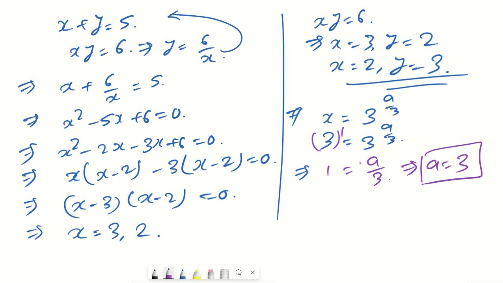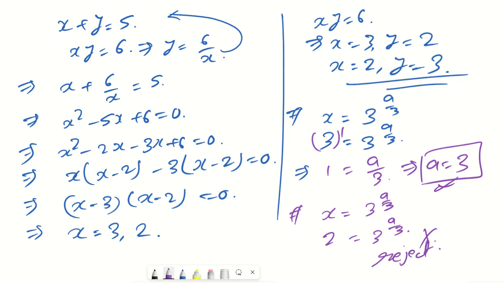You try out the other value. Let us say we can write like this also. x is equal to 3 to the power a by 3. So we can write it down, x was 2, right? So 2 is equal to 3 to the power a by 3. So this is not possible, okay? So in that case, you will be having the value a equal to 3 only. So you can reject this one.